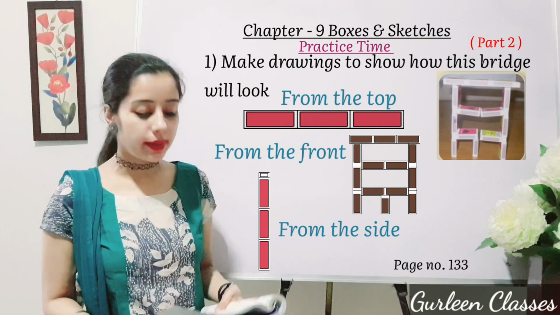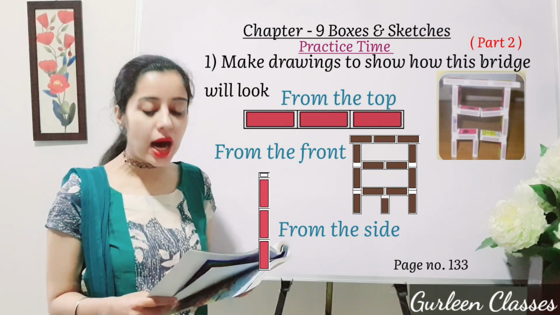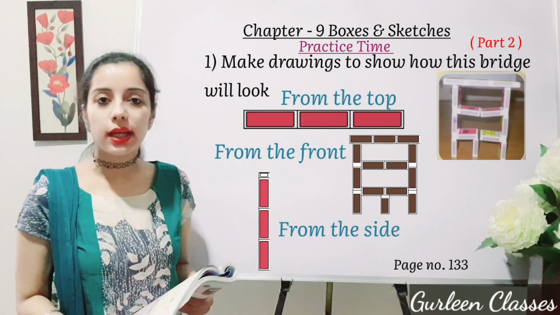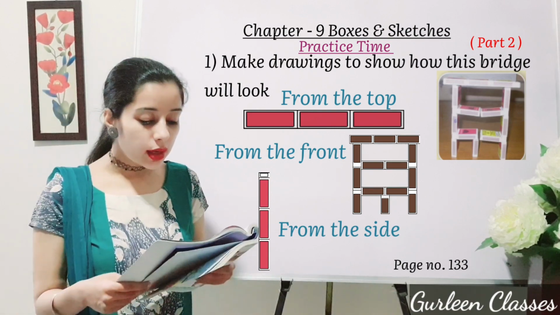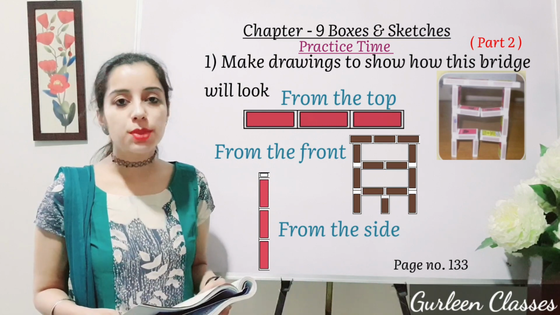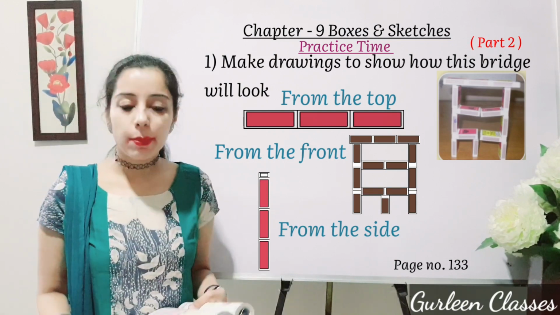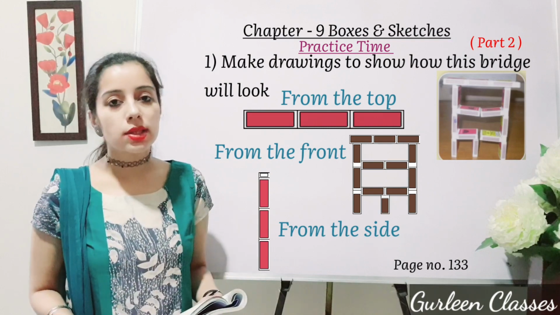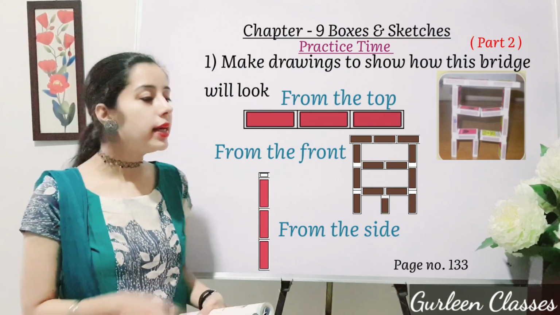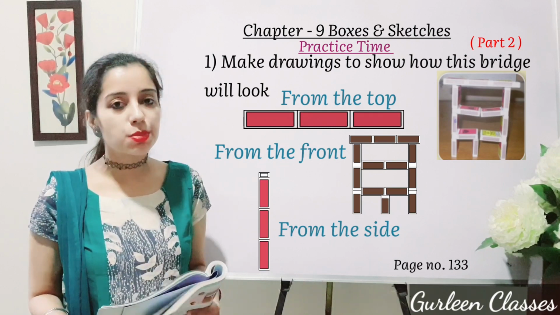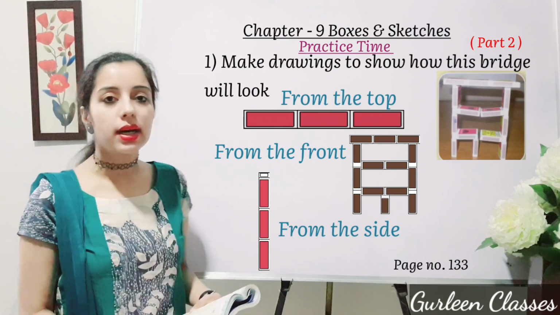Question number 1. Make drawings to show how this bridge will look. So students, here you can see the bridge in your book. So A part, from the top. How will this bridge look from the top? It will look like this. B part, from the front. So this bridge will look from the front like this. C part, from the side. So this bridge will look like this from the side.